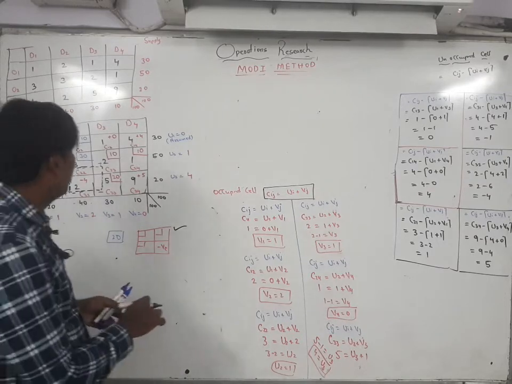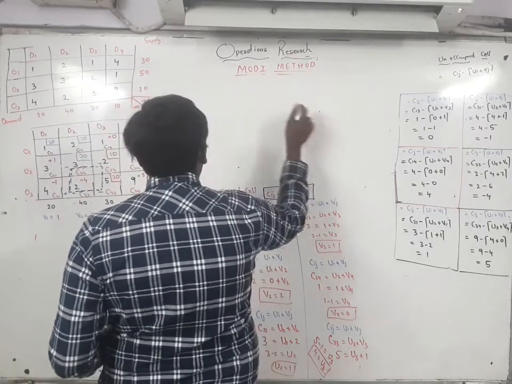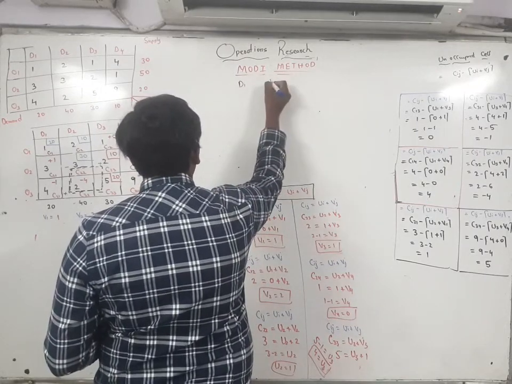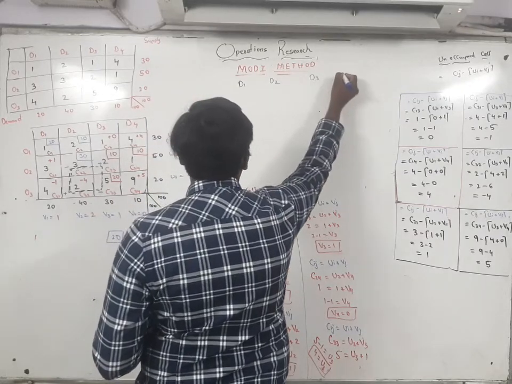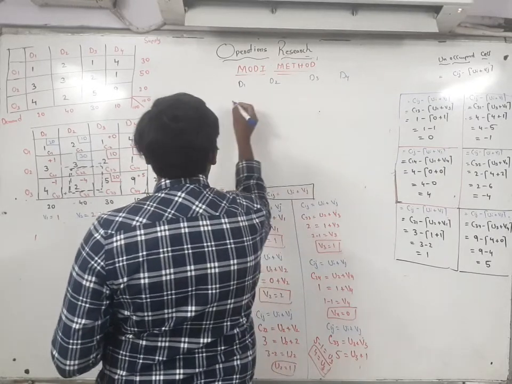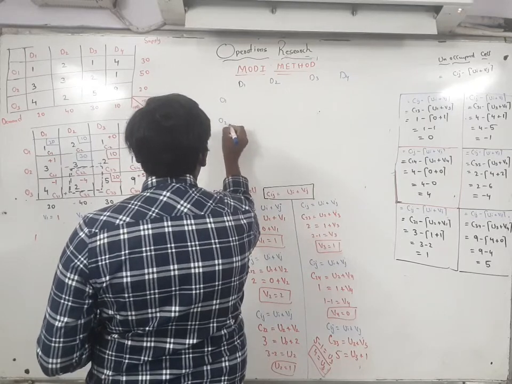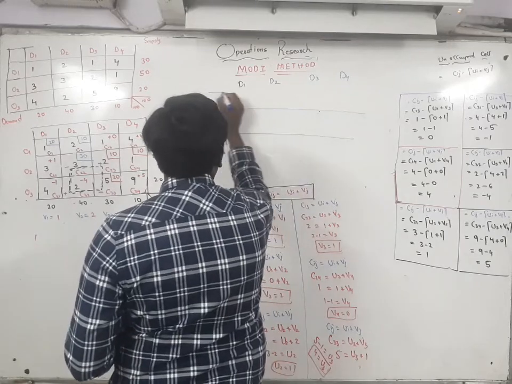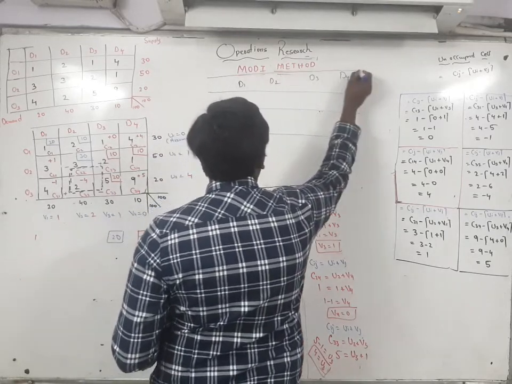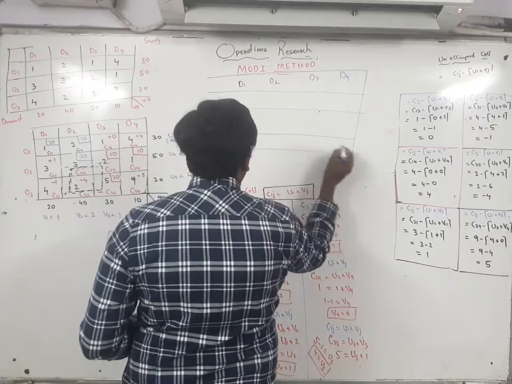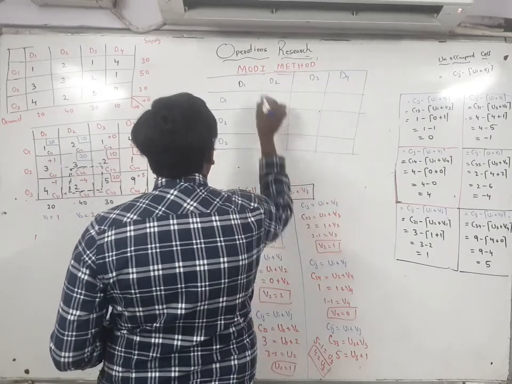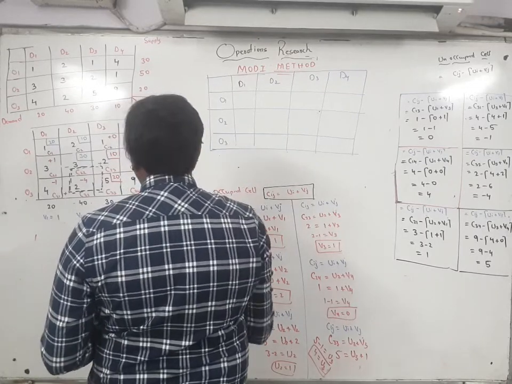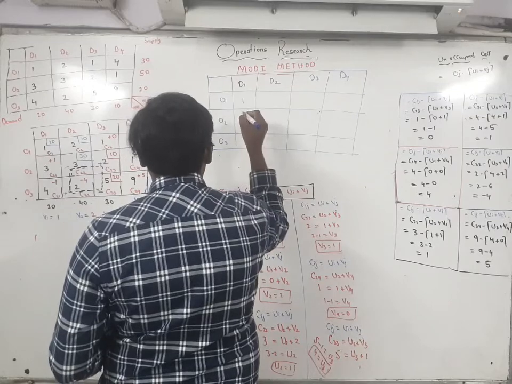Otherwise I will form one table, again one other box. This is D1, D2, D3 and D4, and this one is O1, O2, O3. As you can see here, D4, D3, D2, D1 and O1, O2, O3. Whatever the values are there, write them down.